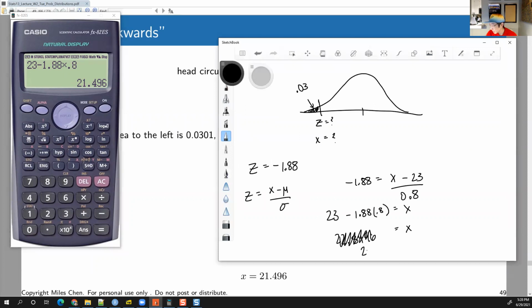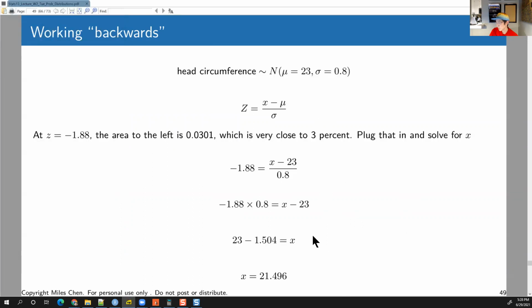So don't make silly mistakes like I did, and make sure your decimal places are in the correct spots. All right, 21.496 is our answer. 23 minus 1.88 times 0.8.